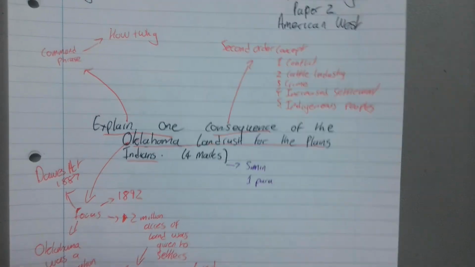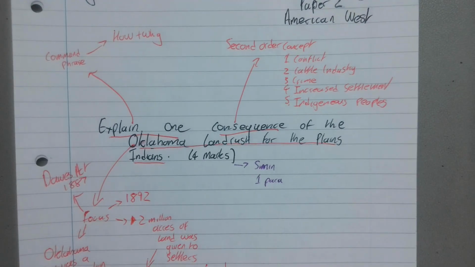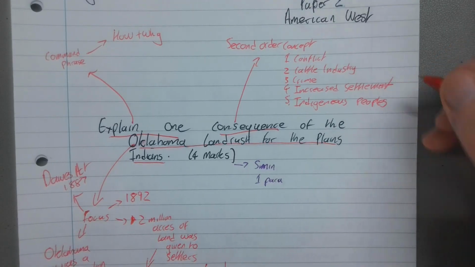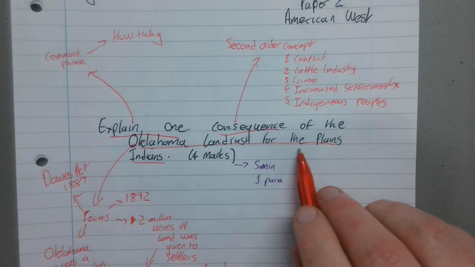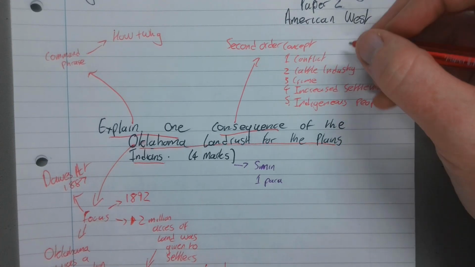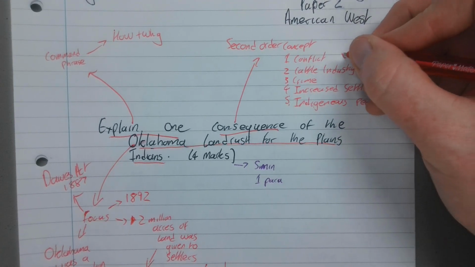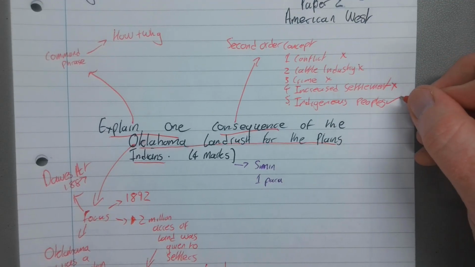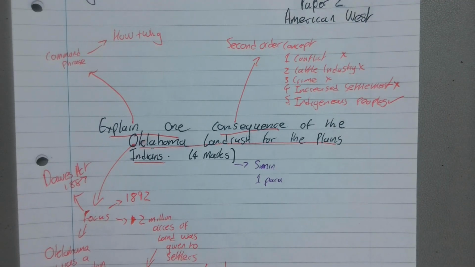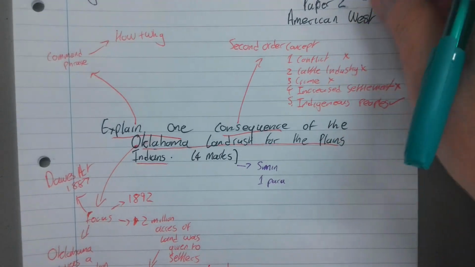Now the huge trap here, ladies and gents, is obviously that, of course, this event did lead to increased settlement, but it isn't relevant for the Plains Indians. That is not relevant to the Plains Indians. Is it conflict? Possibly, but maybe not. Certainly not cattle industry, certainly not crime. And it absolutely does lead to the destruction of the Plains Indians' way of life. This question is really easy to do.